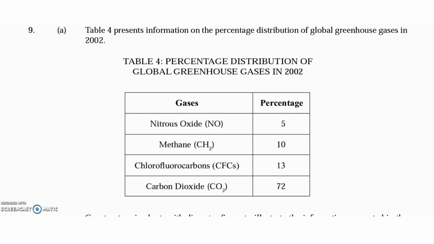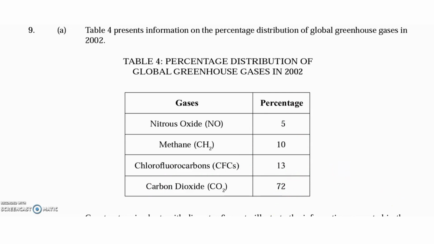Good. All right, very quickly, in question number 9A, Table 4 presents information on the percentage distribution of global greenhouse gases in 2002. We are seeing here nitrous oxide, methane, CFCs or chlorofluorocarbons, and carbon dioxide. We see percentages of 5, 10, 13, and 72 respectively. All right, now all of them will amount to 100%.